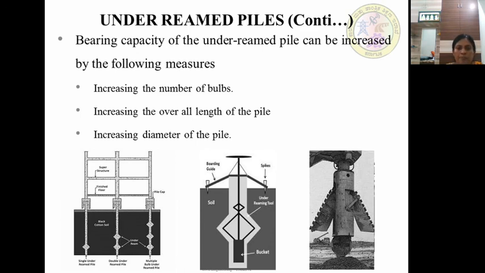Next, the bearing capacity of under-reamed piles can be increased by the following: increasing the number of bulbs, increasing the overall length of the piles, and increasing the diameter of the pile. It is shown in the figure. In the first figure a single bulb is provided, the second one has a double bulb, and the third one has multiple bulbs, and it shows the diameter of the pile.